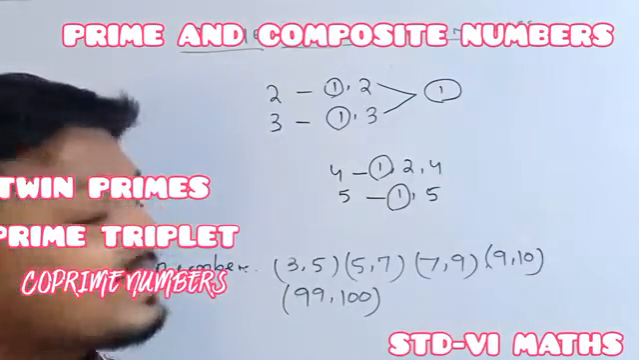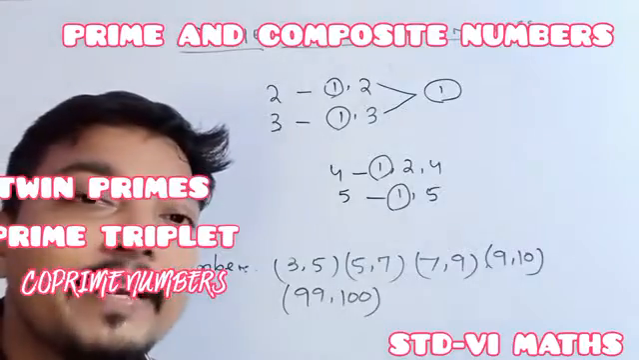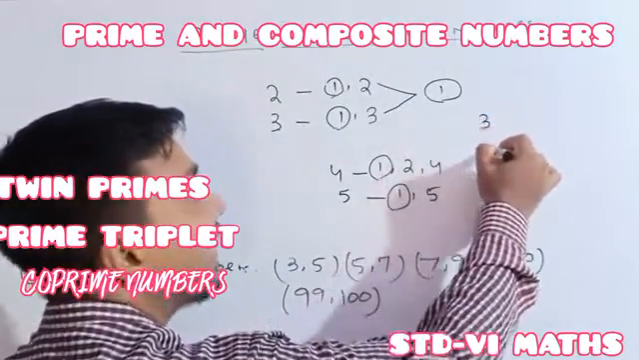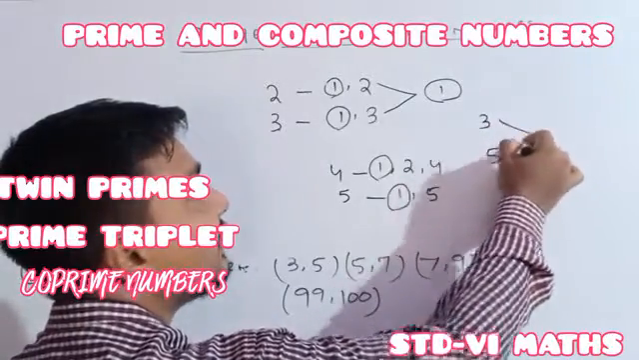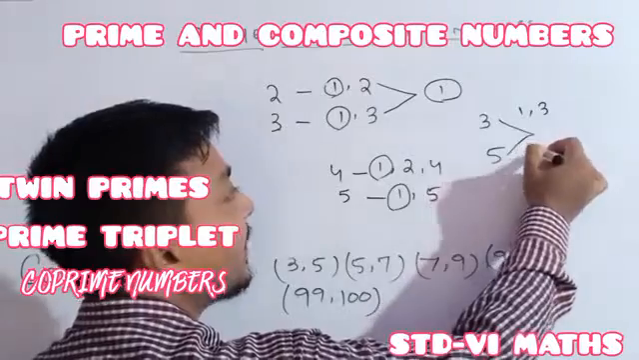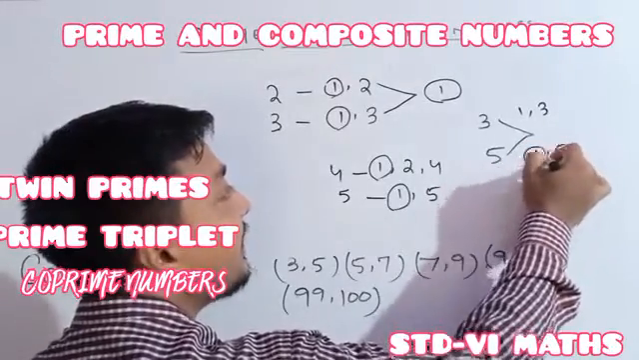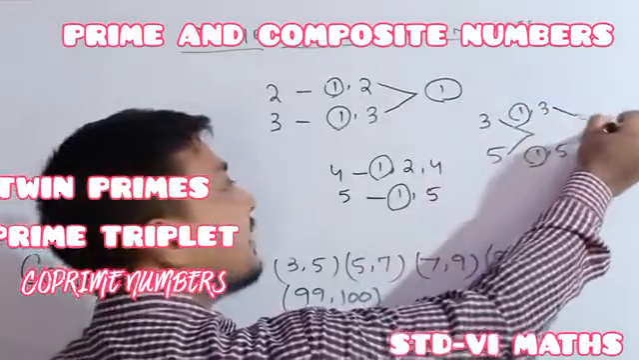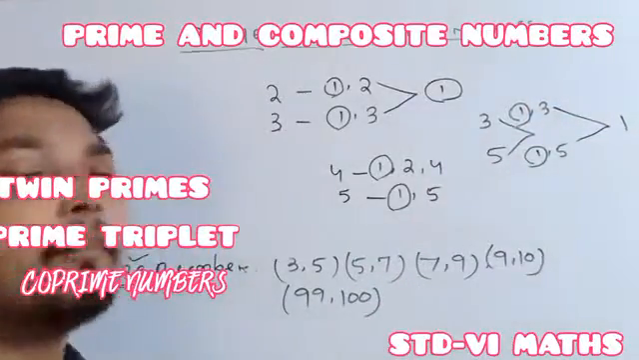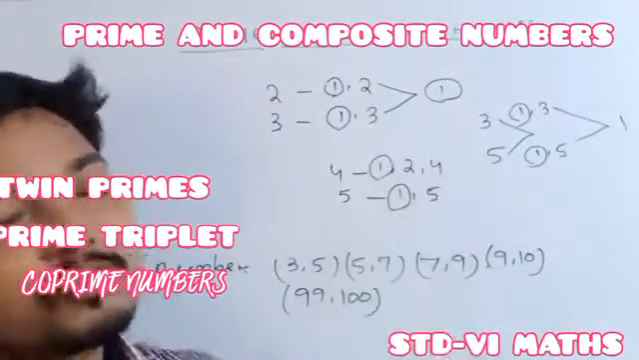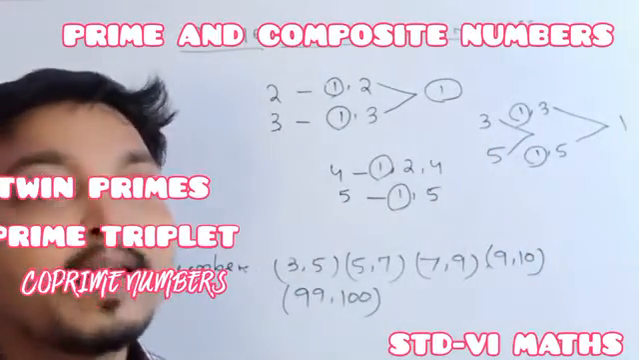Suppose someone asks, sir, can two prime numbers be called coprime numbers? See, two prime numbers, one is 3, another is 5. Here the factors are 1, 3; here the factors are 1, 5. Both are not consecutive numbers, but both of them have the common factor 1. For this situation also we can call them coprime numbers.